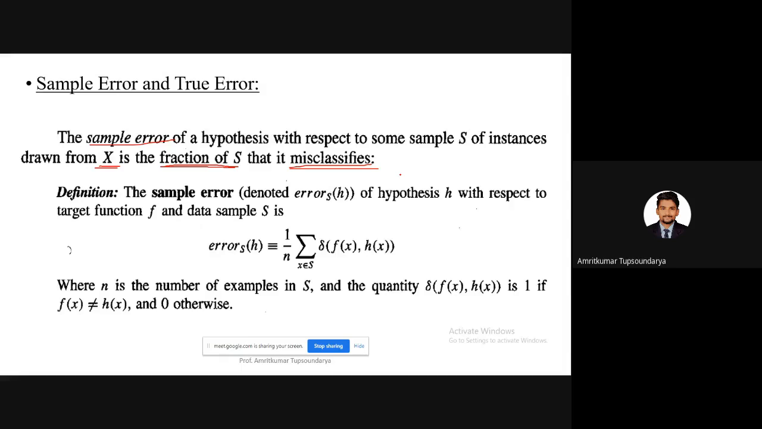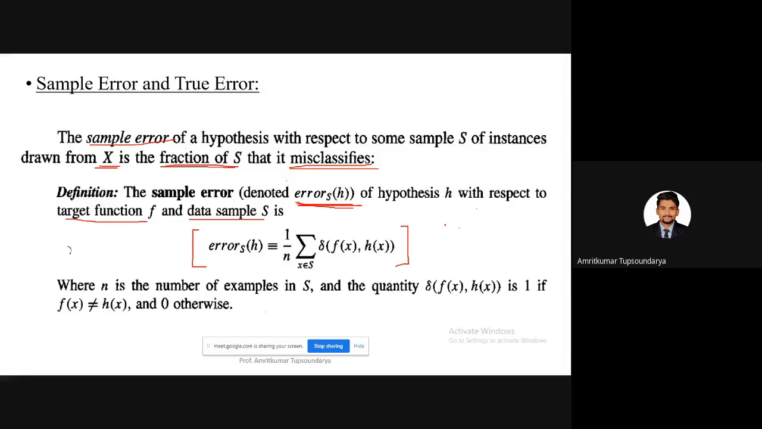So how do we define it? How do we put it in a formula? Henceforth we are going to use this particular notation for denoting the sample error. Error S of h is nothing but the sample error for that particular hypothesis h. The sample error of hypothesis h with respect to the target function f and the data sample S can be denoted by this formula.